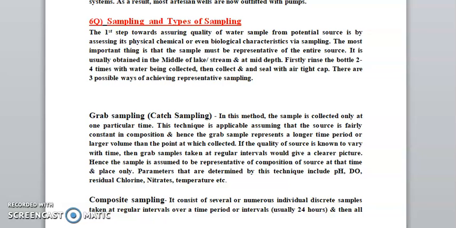Then water should be collected in the middle of the source, away from possible contaminants. After collecting the water, it should be capped and sealed with an airtight cap, and it should be labeled properly: where the water is collected, time of the collection, everything labeled properly.